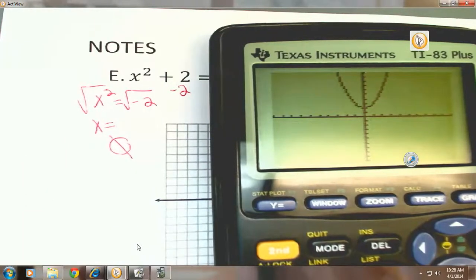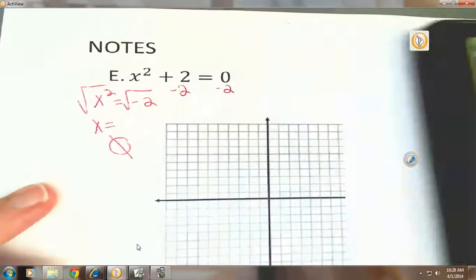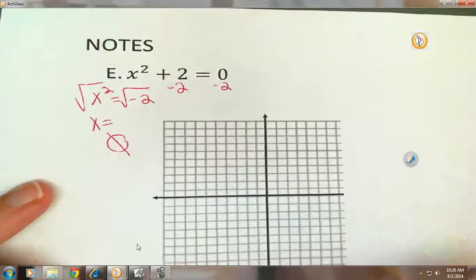Your solutions are where it crosses your x-axis. It really doesn't matter that it crosses your y-axis. That's not a solution. Your solutions are where it crosses the x-axis. So if it doesn't go through the x-axis, then it's not a solution. That's right. Letter F, real quick.